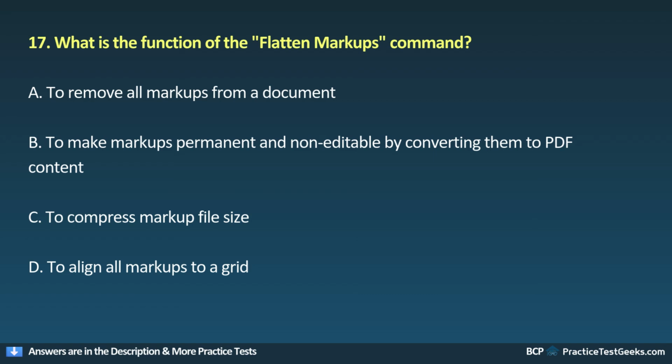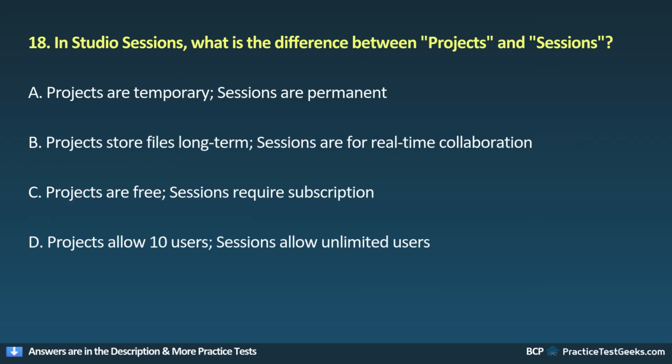17. What is the function of the flatten markups command? A. To remove all markups from a document. B. To make markups permanent and non-editable by converting them to PDF content. C. To compress markup file size. D. To align all markups to a grid.